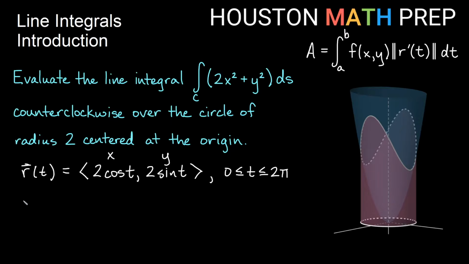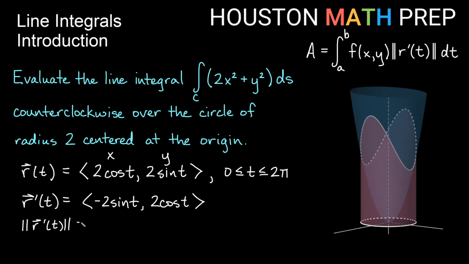Let's get our r prime of t so we can find the magnitude. So r prime of t is going to be, if we take the derivative of 2 cosine t, we'll get negative 2 sine of t. And then the derivative of 2 sine t is 2 cosine t. So we get something similar. That's our r prime. Now we will need a magnitude, right? So we'll say the magnitude of r prime of t. And remember, that's the square root of each of these things squared and added together. So if I take the square root of this thing squared, that would be 4 sine squared t, plus if I take this thing squared, that would be 4 cosine squared of t.